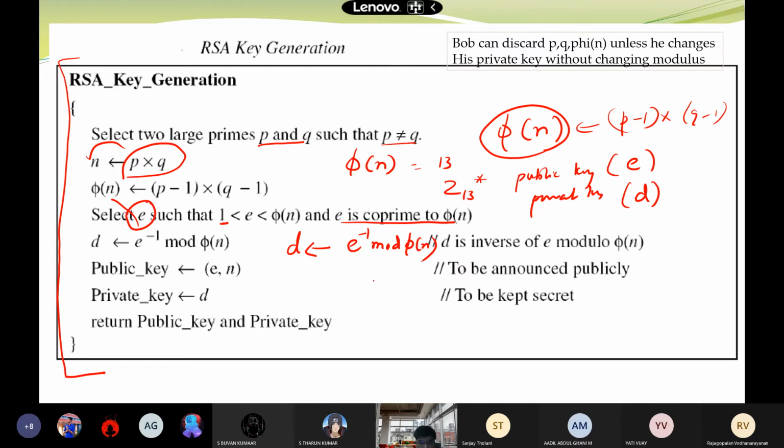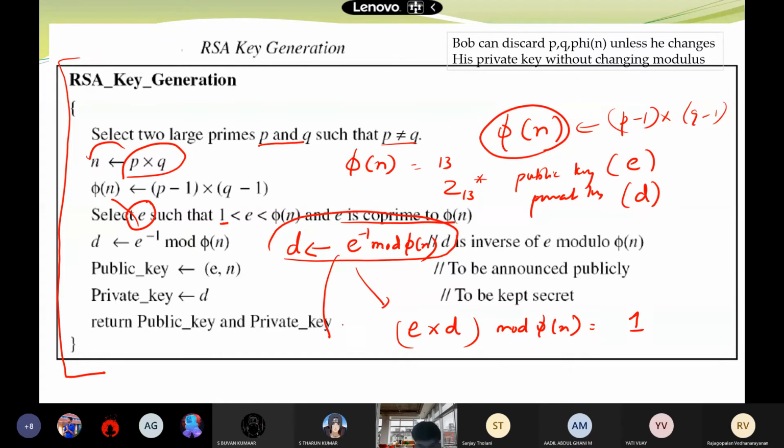Why do I say multiplicative inverse of each other? If you multiply E and D and do a mod with phi of n, the remainder will be 1. So the GCD of E and D, if you take it, is going to be 1. So these are going to be relatively prime numbers. So how will you find D? You have to find the inverse of E mod phi of n. We are going to use the extended GCD algorithm.